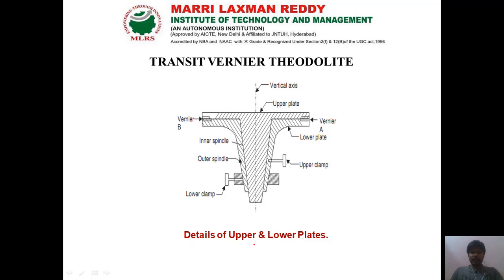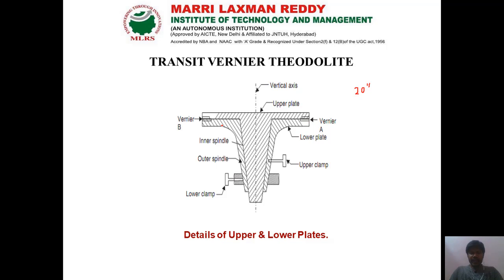Next, details of the upper and lower plates. In the upper plate we have vernier A and vernier B. The main scale reading here is 0 to 360-degree angle. Here the least count is 20 minutes. Sorry, the least count is 20 seconds.